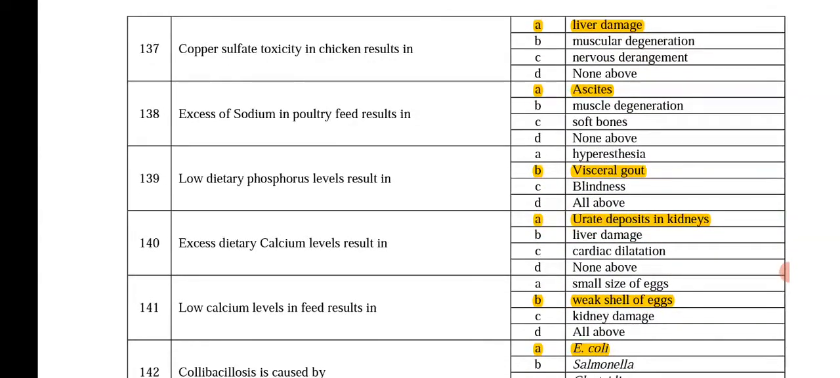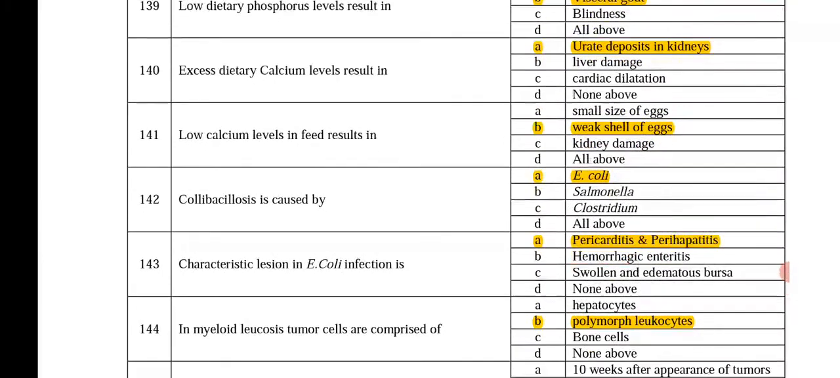Excess of sodium in poultry feed may result in ascites. Low dietary phosphorus level results in visceral gout. Excess dietary calcium level results in urate deposition in kidneys. Low calcium level in feed results in weak shells of eggs.